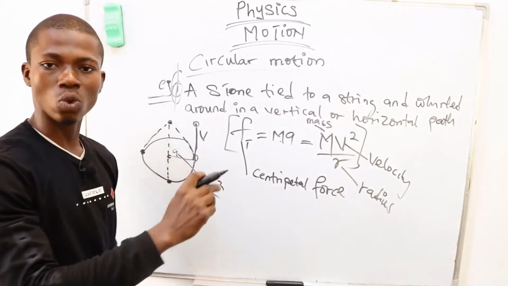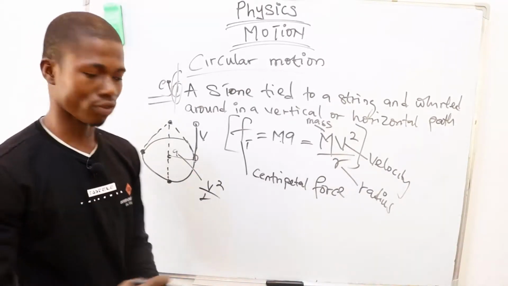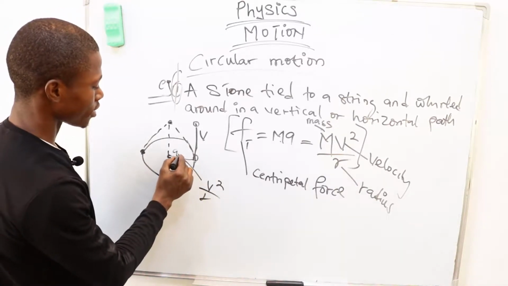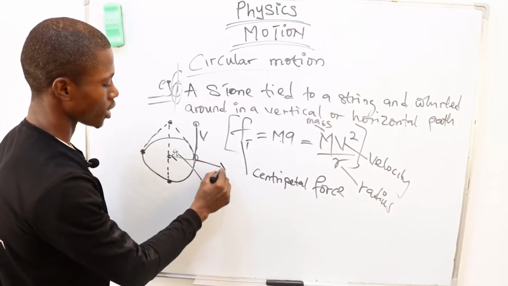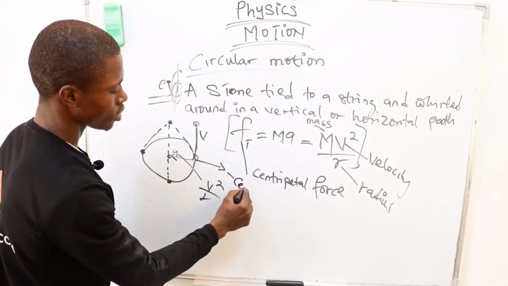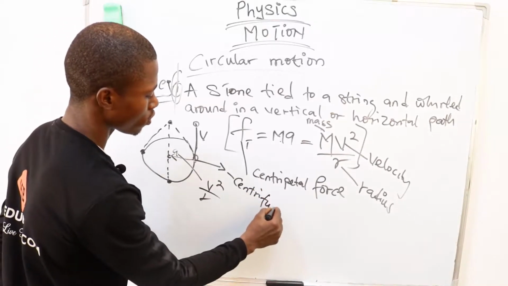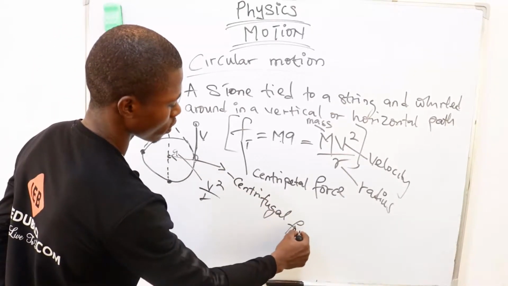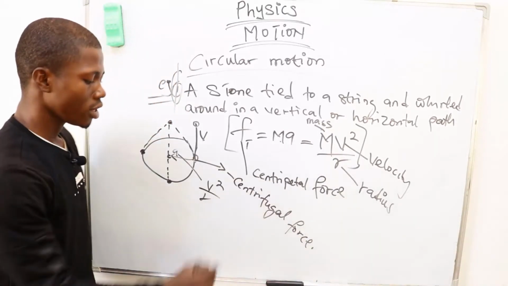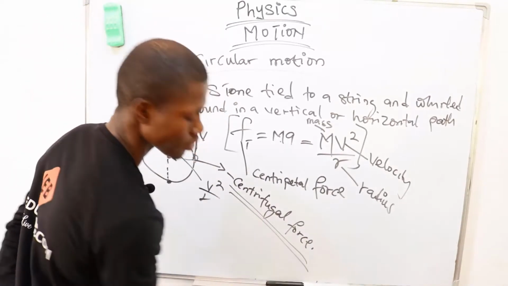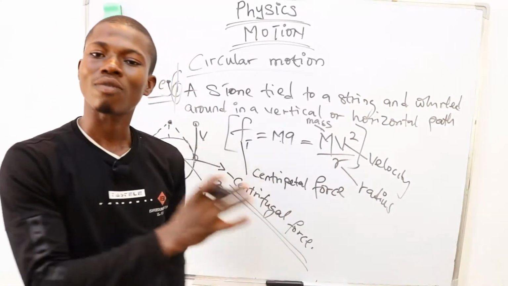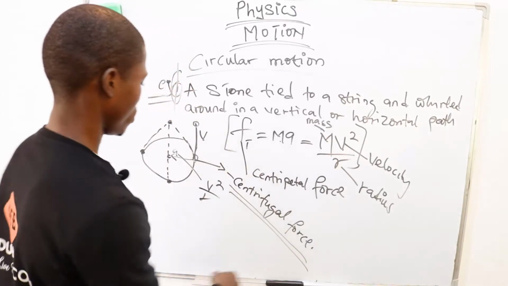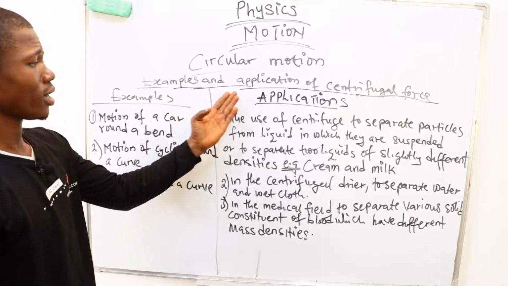And this force moving outward is what we call our centrifugal force. So there's an inward force acting here, inward force acting here. There must also be an outward force, which is our centrifugal force. Okay? Now let's go and discuss this centrifugal force in detail. Let's know the examples and the application of this centrifugal force.